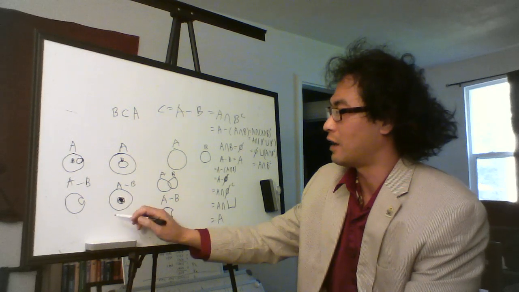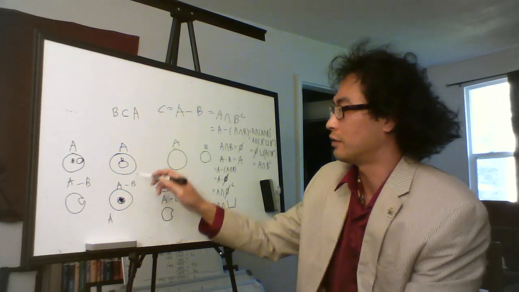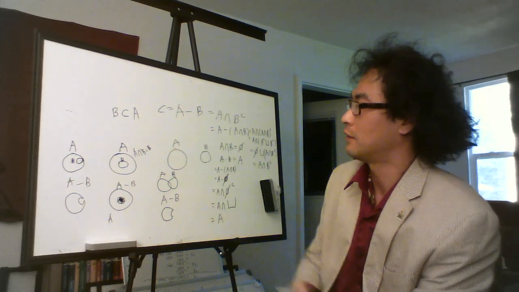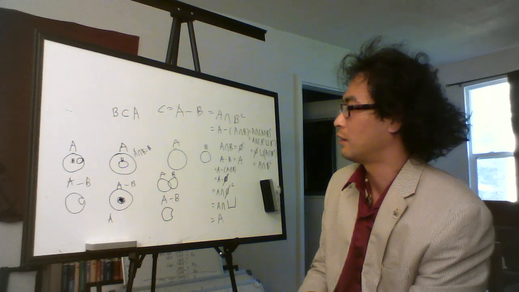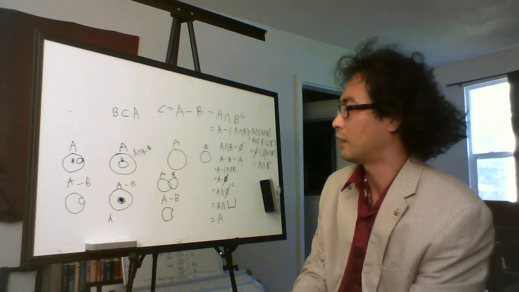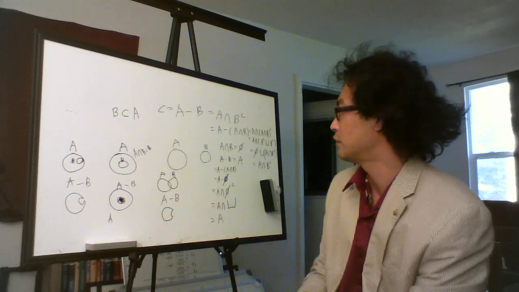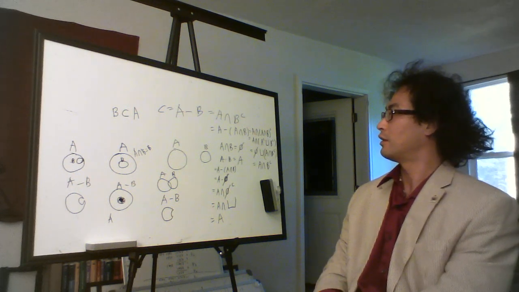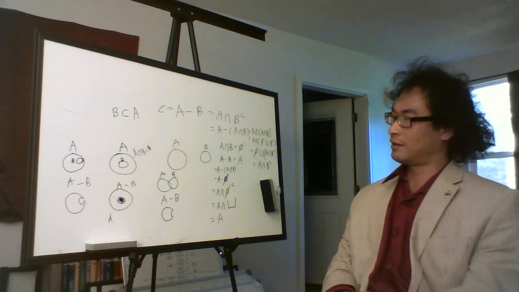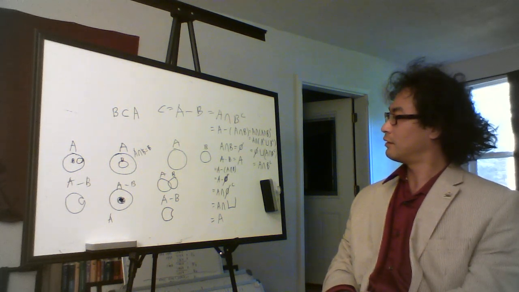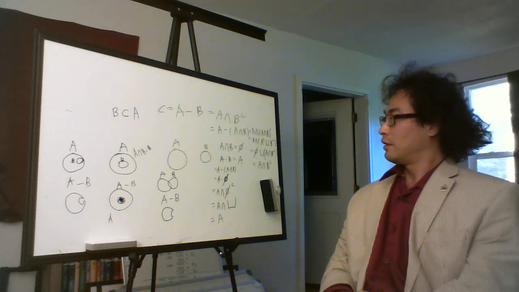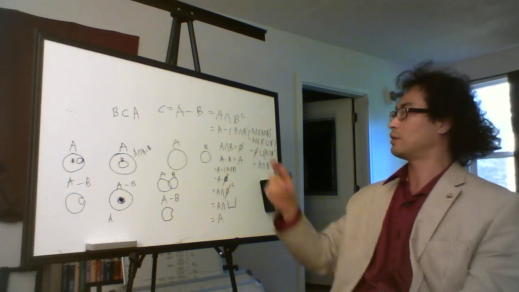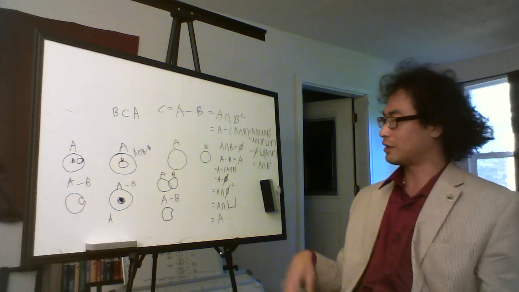Because in this case, A intersection B is B, because B is a subset of A. So what is A minus B? A minus A intersection B is equal to A minus B. Okay, whatever. So you got the concept down.